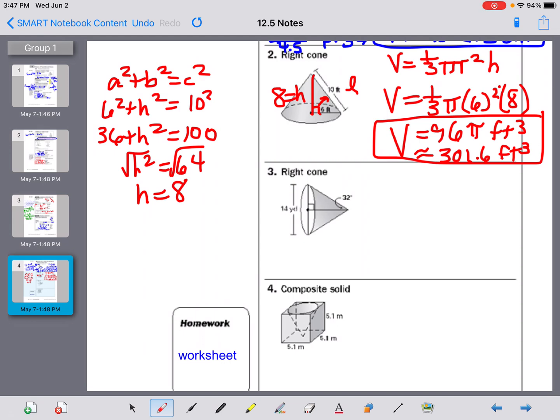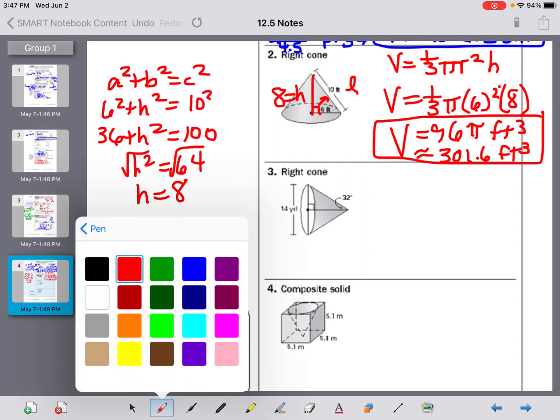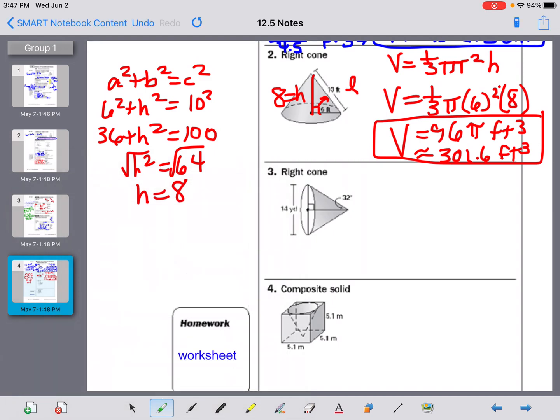All right, another right cone here for number 3. Volume equals 1/3 pi r squared h. It looks like my diameter is 14, so that means my r over here is 7. Okay. So I have 7 squared, but I need a height. I'm missing the height right here. However, I have this nice angle of 32, and it's a right triangle. So opposite that 32 is my radius. This side I'm looking for is my adjacent.